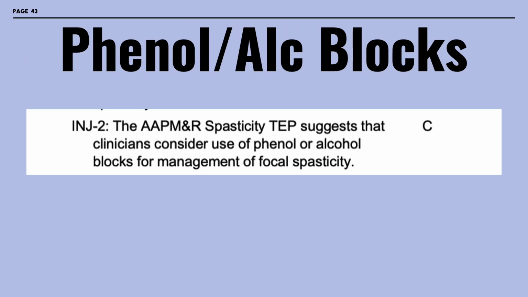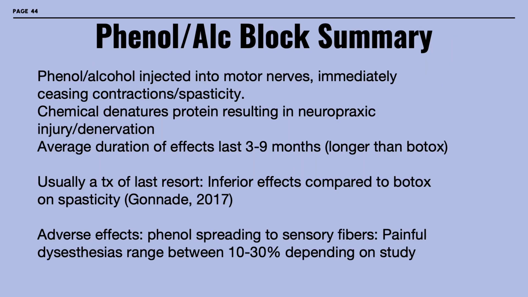Now, phenol blocks are similar to Botox, where you're targeting a very focal muscle, right? However, it is rated a C on these guidelines. Phenol blocks include an injection into motor nerves, immediately ceasing contractions and spasticity. That chemical denatures protein, resulting in a neuropraxic injury or denervation. And the average duration of effects is a lot longer than Botox, so about 3 to 9 months.